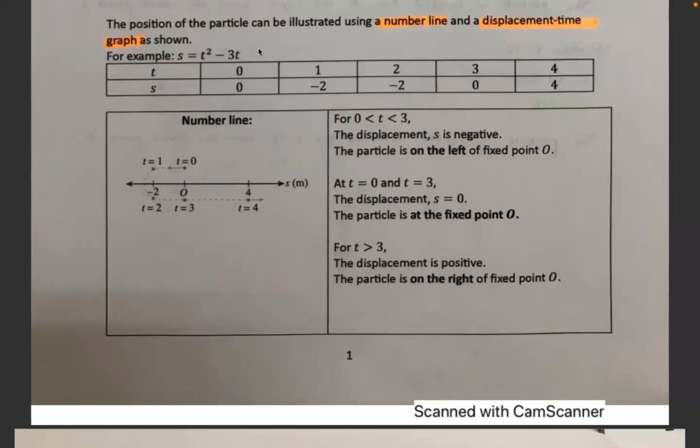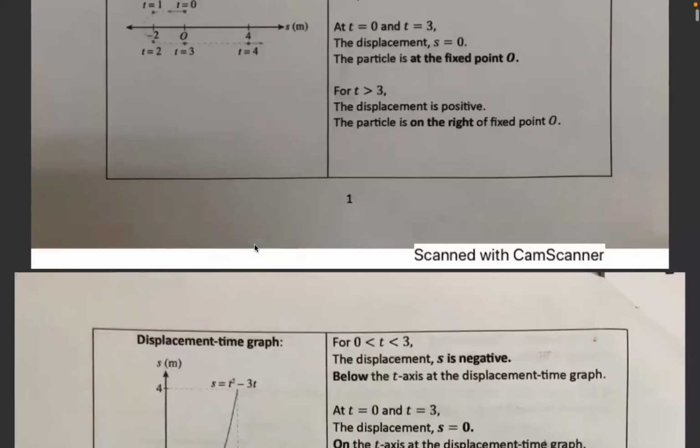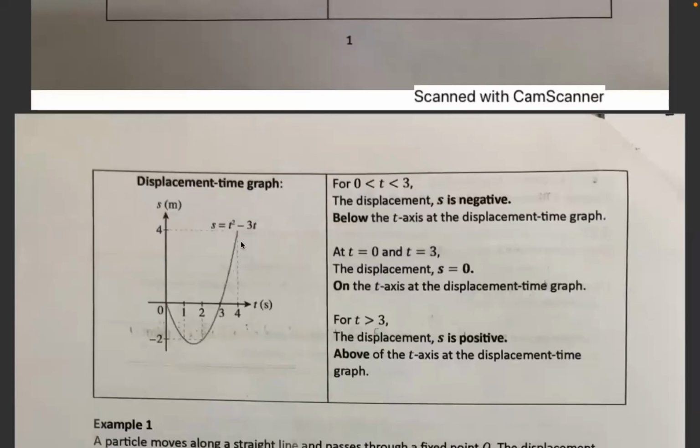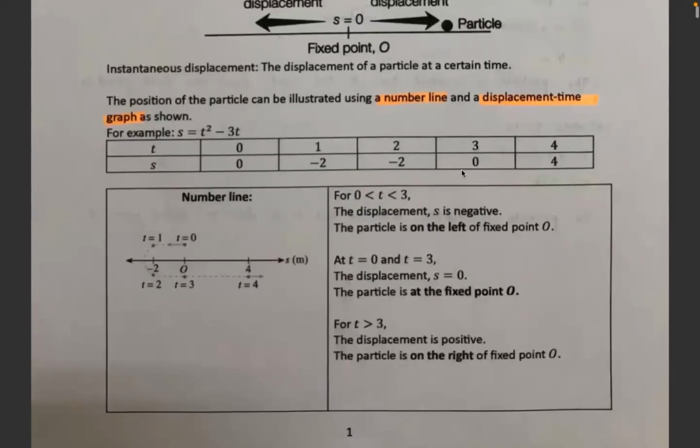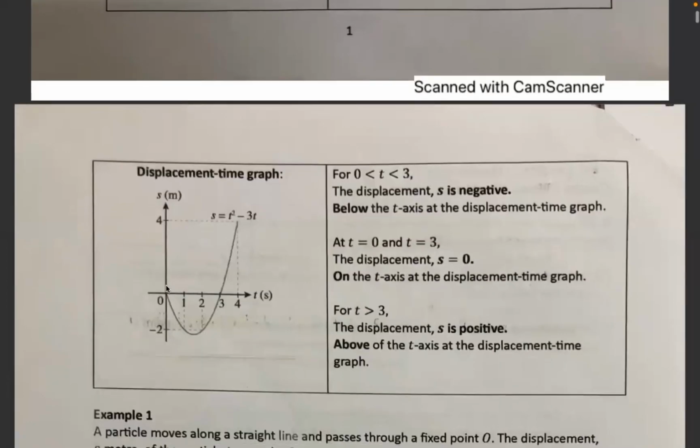Next one, the position of the particle can also be illustrated by using a displacement-time graph. Let's say we have a displacement-time graph here. We use the same set of values, still the same equation, S equals t squared minus 3t. If you draw the graph on your own, you know this is a quadratic equation, so a is positive, 1t squared. So you know you have to draw a parabola, a U-shaped parabola.